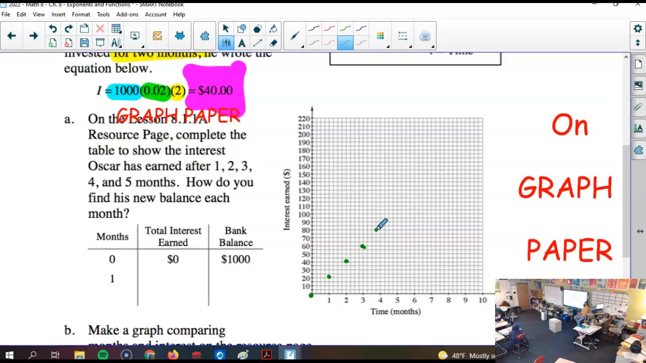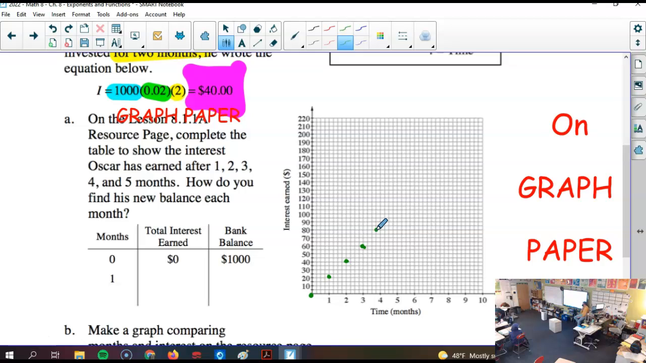What's it look like? Linear, right? It's making a straight line. Unlike some of the graphs we talked about at the beginning of the lesson, this is going to be a straight line, because it will be. Every month, Oscar is going to get $20 if he leaves the money alone. In this problem, we leave it alone.